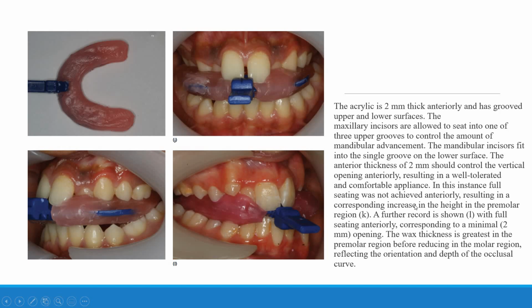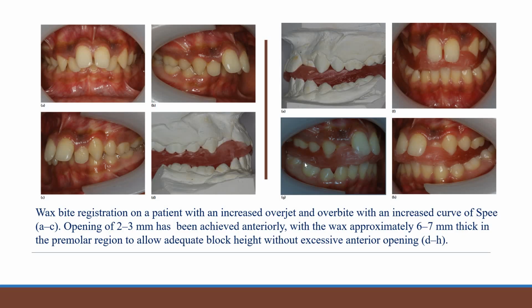In this instance, full seating was not achieved anteriorly, resulting in a corresponding increase in the height in the premolar region. A further record is shown with full seating anteriorly, corresponding to a minimal opening. The wax thickness is greatest in the premolar region before reducing in the molar region, reflecting the orientation and depth of the occlusal curve.